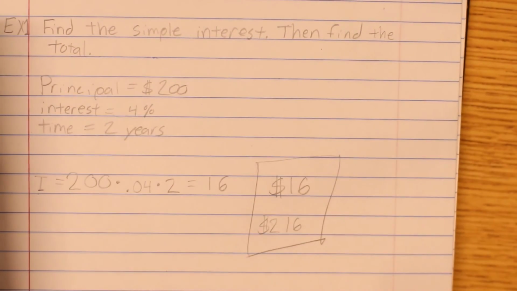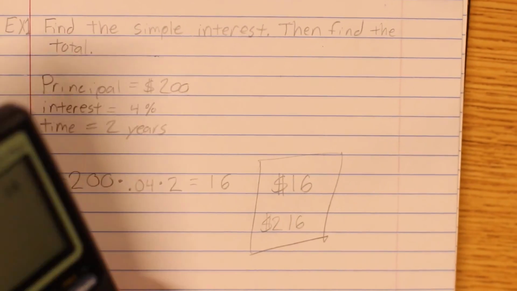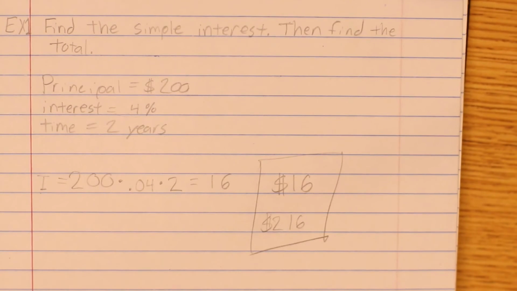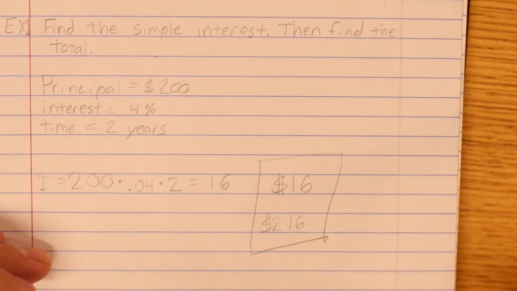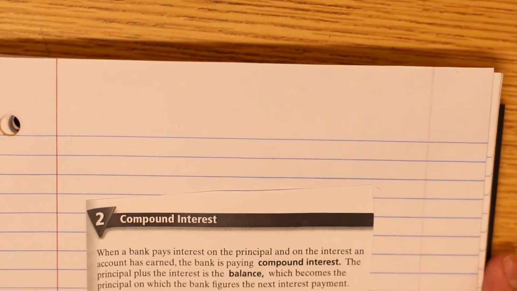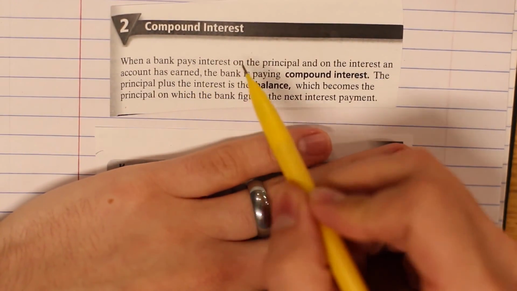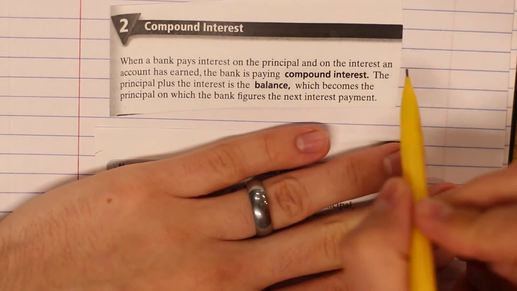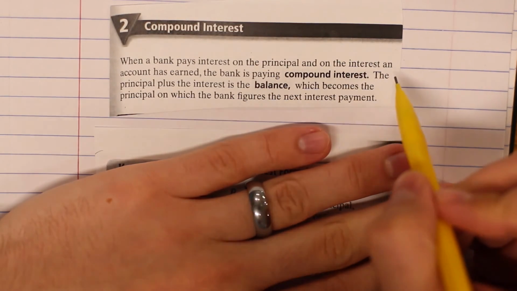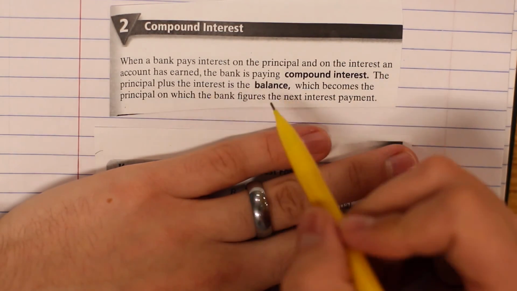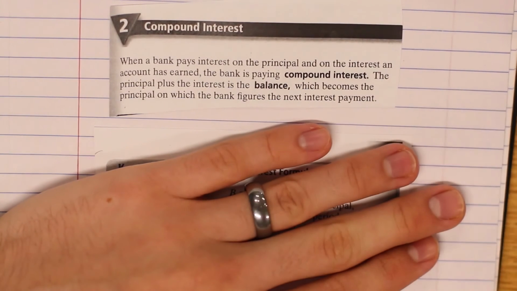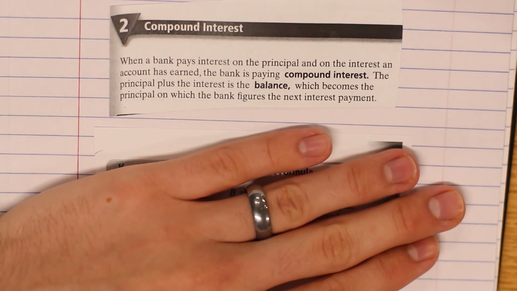See that? Voila. Now, simple interest is okay, but where it gets really good is compound interest. And it gets a little bit more complicated too. So let's take a look at the compound interest. Compound interest is nice because it works like this. When a bank pays interest on the principal and the interest an account has earned, the bank is paying compound interest. So this is like over several years you have an account.